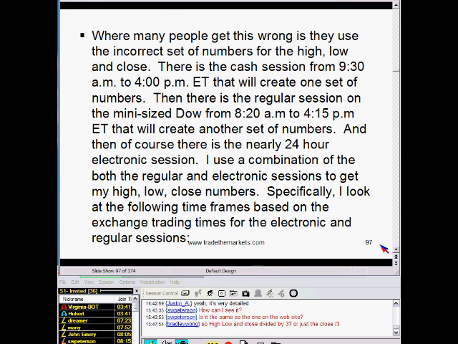I have just found that a lot of people do use the cash session, and they do work okay. But I've found that when the overnight levels are included, they just become that much more powerful. Whereas on a daily session, the markets can have a tendency to push through those levels. On a Globex session, that level's going to hold more often than not. So that's why I like to use those, because it takes into account the entire market action.